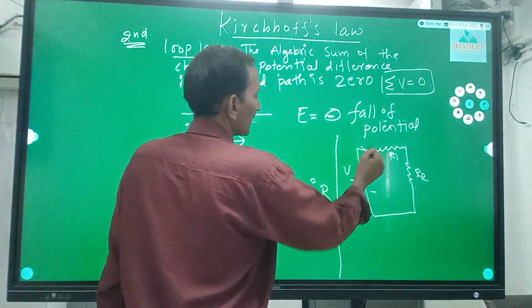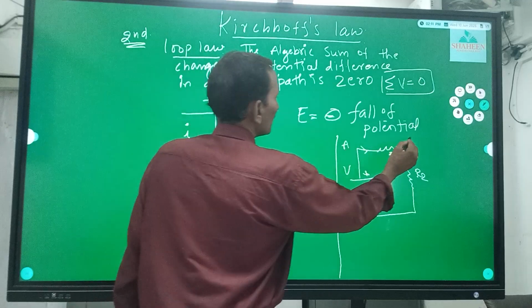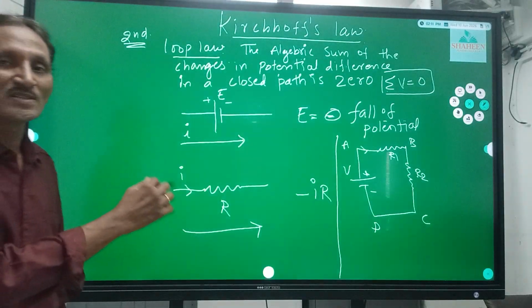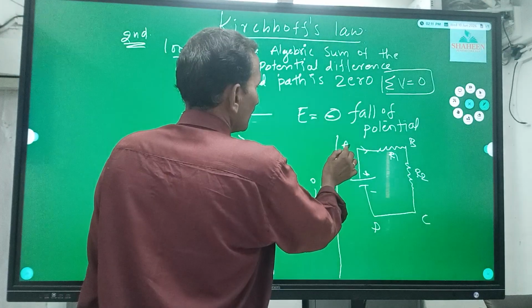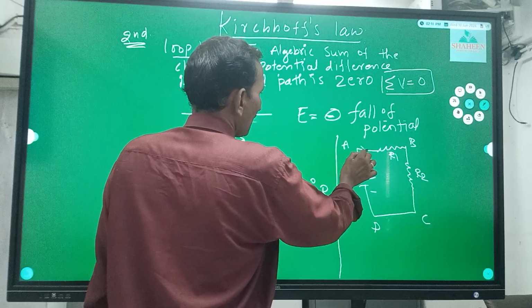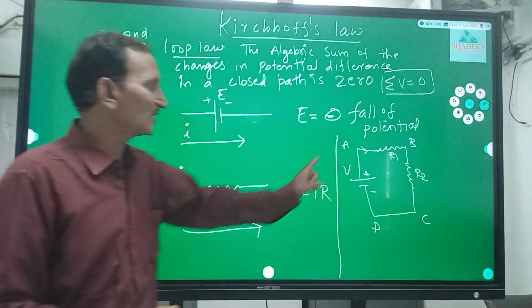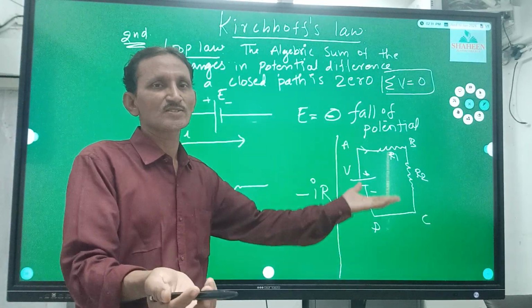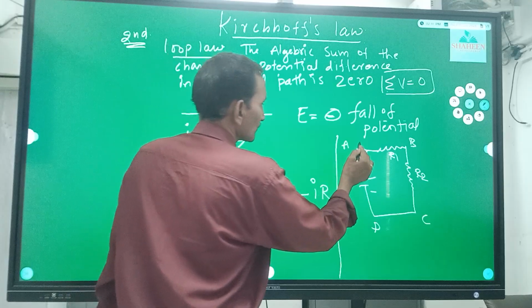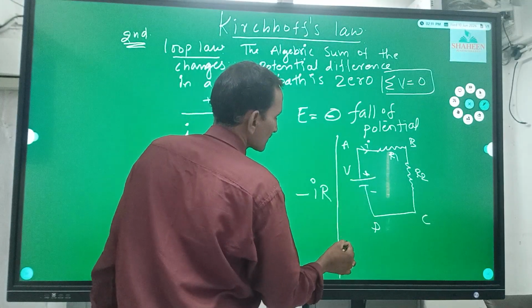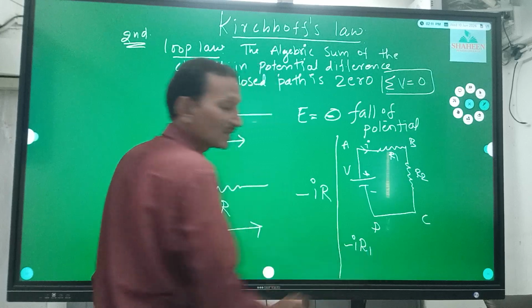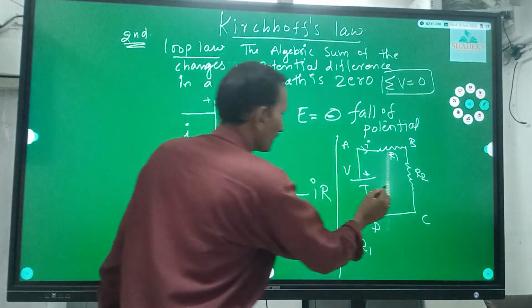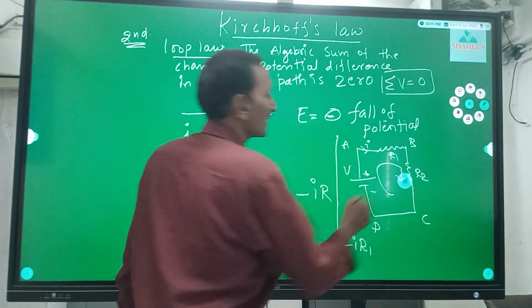Now you take the path A, B, C, D. You have selected the path as A, B, C, D. Now you are seeing the current and the resistance, both are in the same direction. So it is negative. So the current I and resistance R1 give minus I R1. Why have I taken minus? Because the current and the path you have selected are in the same direction.